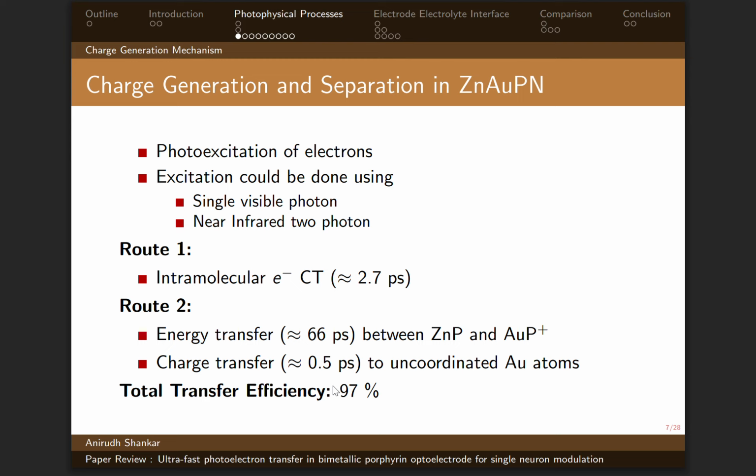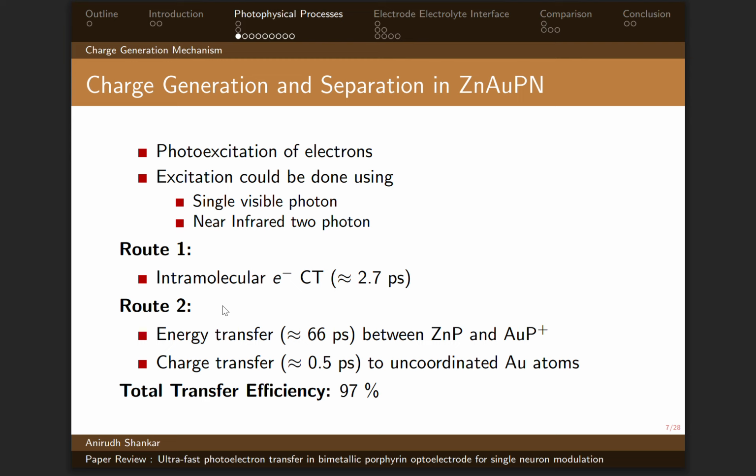The first step involves the photoexcitation of electrons. That is, light is incident on this material, and the electrons in the ground state are excited to a higher state because of the energy of this light. This excitation can be done using two methods, that is, using a single visible photon or using near infrared 2 photons. And there are two possible routes for this electron to come back from this excited state to the ground state. The first possible route is the intramolecular charge transfer, which takes about 2.7 picoseconds, as I shall show in the next slide.